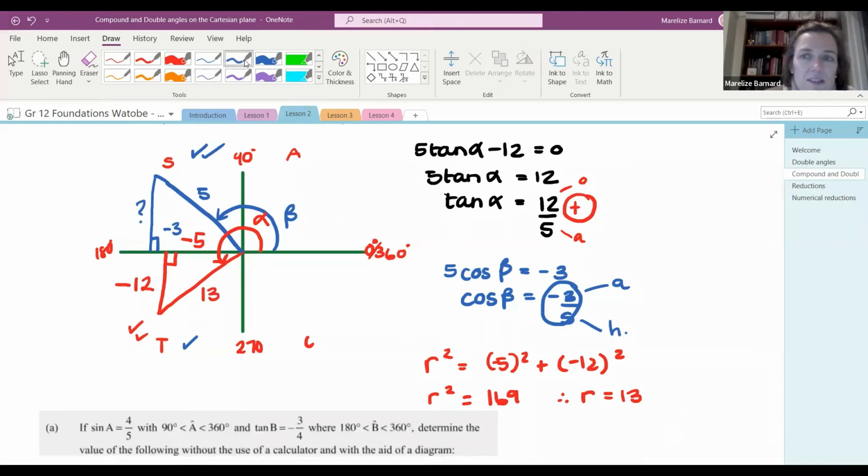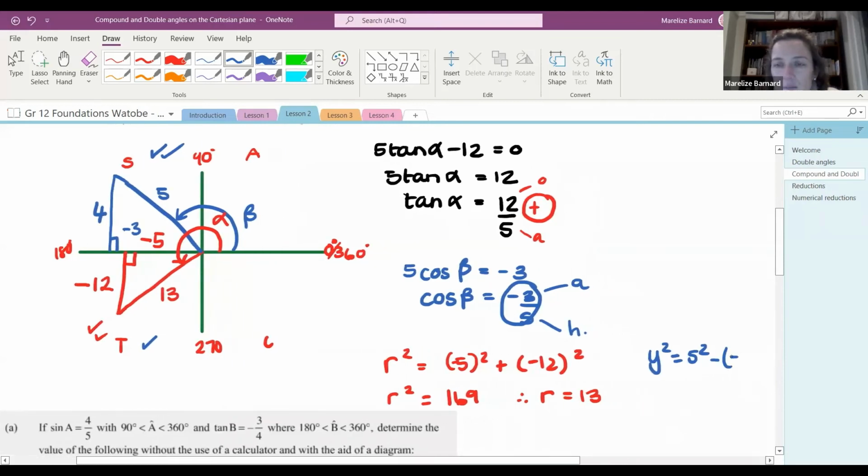And then the other missing side is going to be 4. I agree. We know this triangle already. It's a Pythagorean triple. But if you do want to work it out, then y squared is 5 squared minus 3 squared, and you'll see that you get to 4.